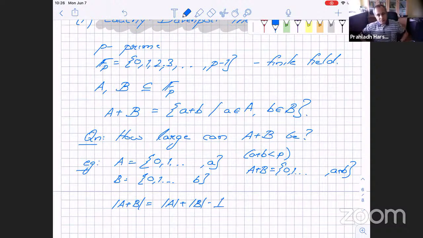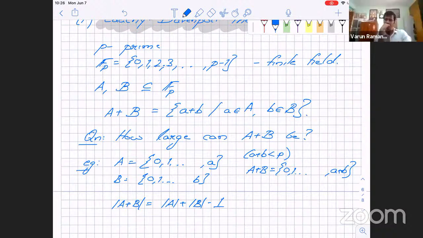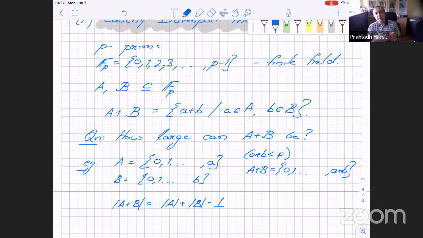And I claim that this holds for any A and B. By the way, these are not just two special numbers; I could have given any two. I could have given one arithmetic progression of length a, another AP of length b, which have the same common difference, and you add them, you'll get the same thing. So when A is an arithmetic progression, B is an arithmetic progression, and both have the same difference, then A plus B will also be an arithmetic progression which will have exactly a plus b minus 1 elements.